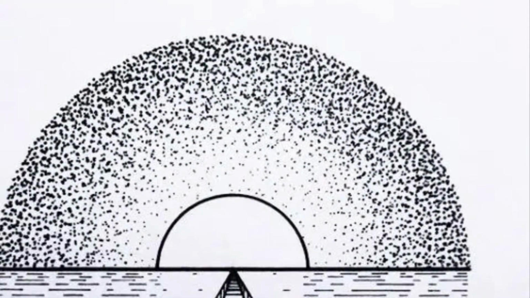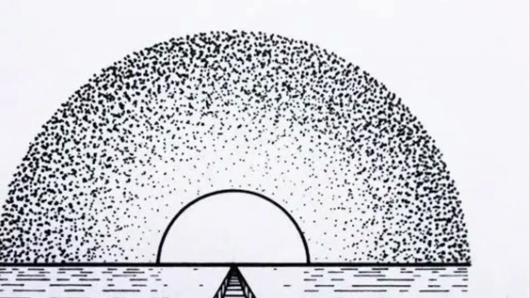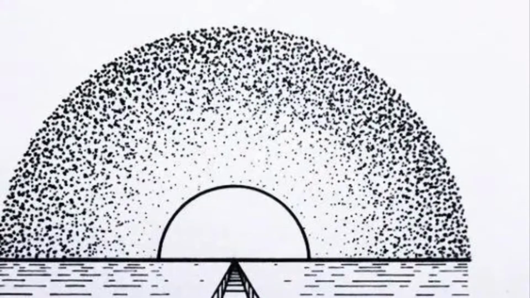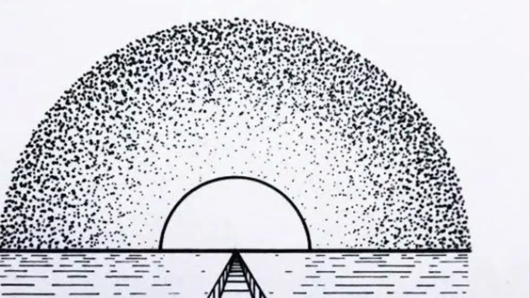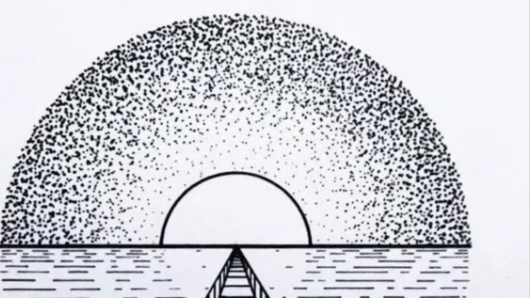Take a look here. Here we have shading with dots. This is stippling. The closer together the dots get, the darker the value is. The further apart they are, the lighter the value.